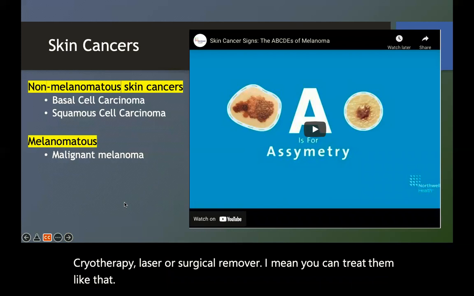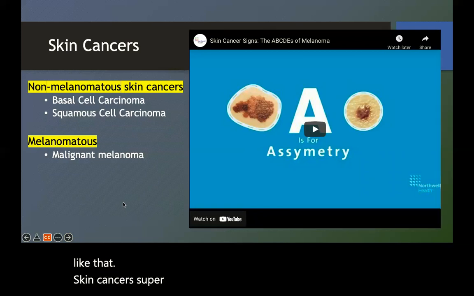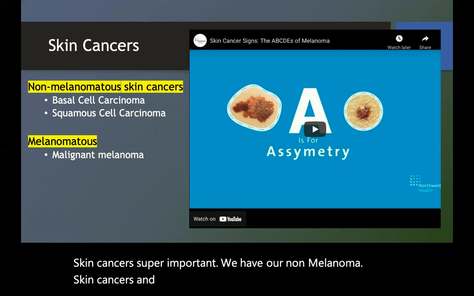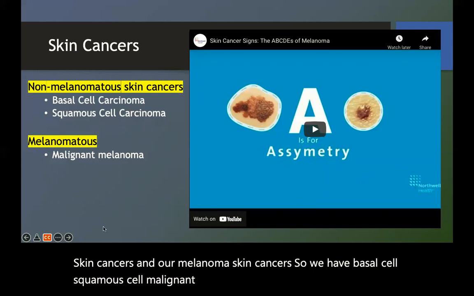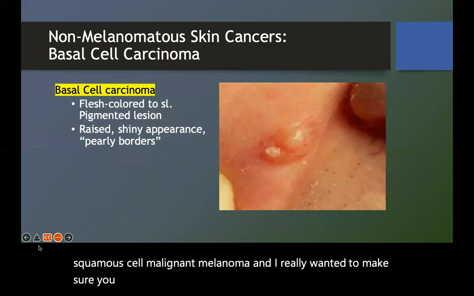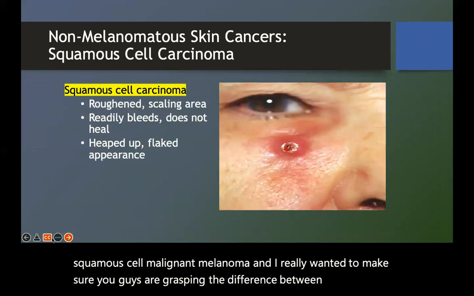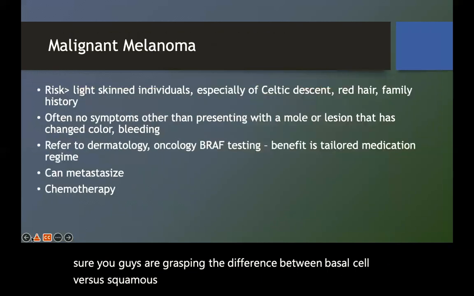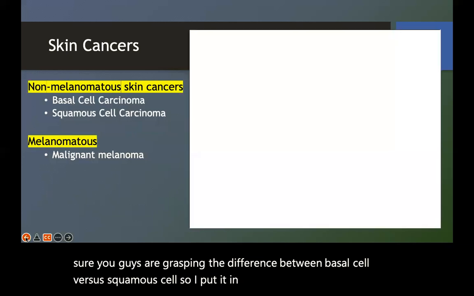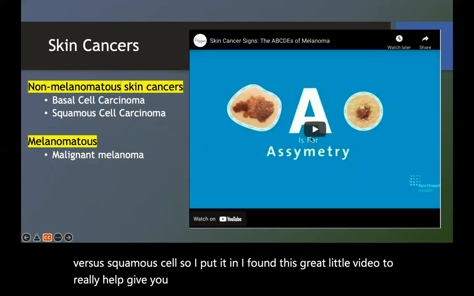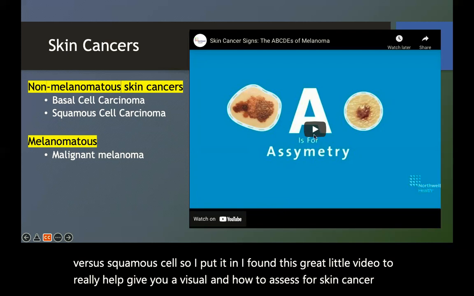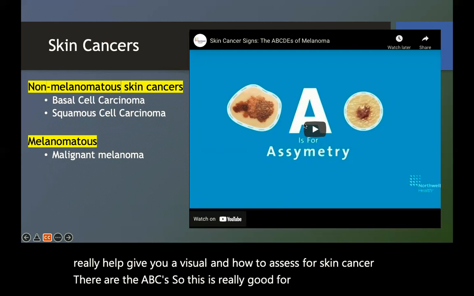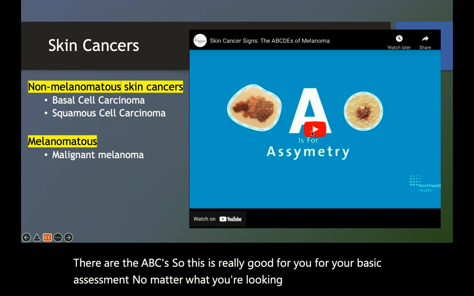Now, skin cancers, super important. We have our non-melanomatous skin cancers and our melanomatous skin cancers. So we have basal cell, squamous cell, and malignant melanoma. And I really wanted to make sure you guys are grasping the difference between basal cell versus squamous cell. So I found this great little video to really help give you a visual and how to assess for skin cancer. There are the ABCs, so this is really good for your basic assessment, no matter what you're looking at in terms of any kind of skin disorders.